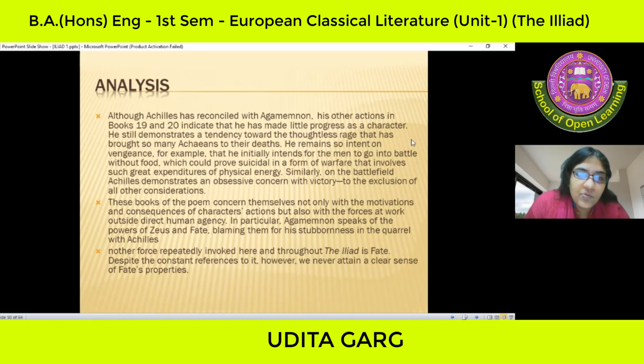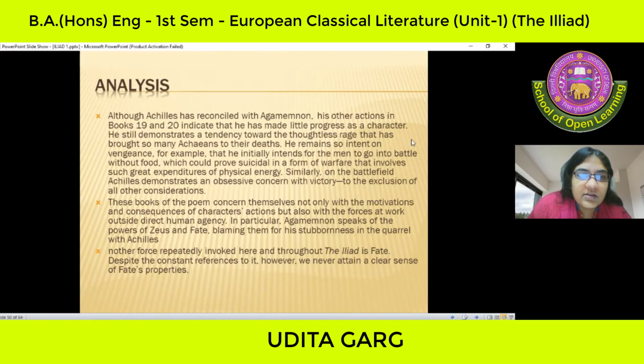These books of the poem concern themselves not only with the motivations and consequences of characters' actions, but also with the forces at work outside direct human agency. In particular, Agamemnon speaks of the powers of Zeus and fate, blaming them for his stubbornness in the quarrel with Achilles. Right? So, as we saw, the intervention of the gods is much here.